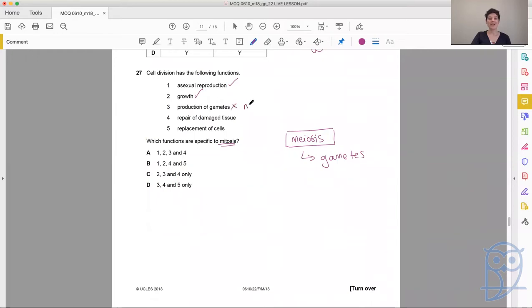No, because this is our meiosis. Repair of damaged tissue? Absolutely. And replacement of dead cells? Yes, that's how we repair our damaged tissue as well, is replacement of those cells. So 1, 2, 4, and 5. That lands us on B. So again, we don't get distracted by the options they give us. First we answer the question, then we look for the correct answer.